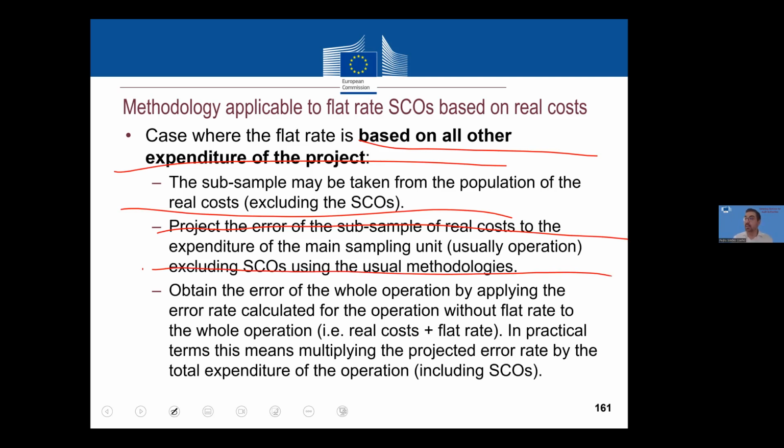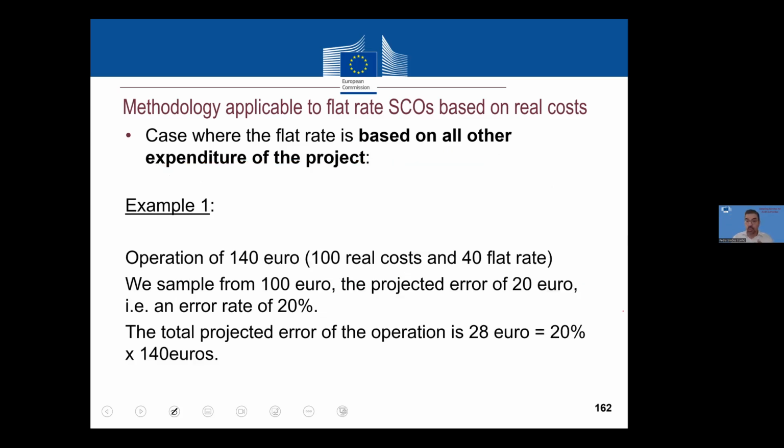Once you have projected this error amount to the operation, you can obtain the error for the whole operation, including the standard cost options, by recalculating the error with the operation flat rate. So the real costs plus the flat rate. In practical terms, this is very simple. This is just multiplying the projected error rate by the total expenditure of the population, including standard cost options.